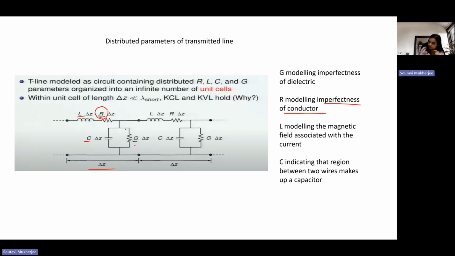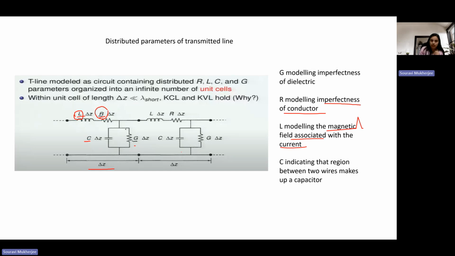Because there's some current flowing through the wire, and we know that when currents flow through a wire, it creates magnetic fields, and then there are inductions that can happen, so that the associated field causes a net inductance in the wire. So L is modeling the magnetic field associated with the current that is flowing in your circuit or through the transmission line, right? So in each unit cell, you have a resistance R for your transmission line. You have an inductance L for your transmission line.